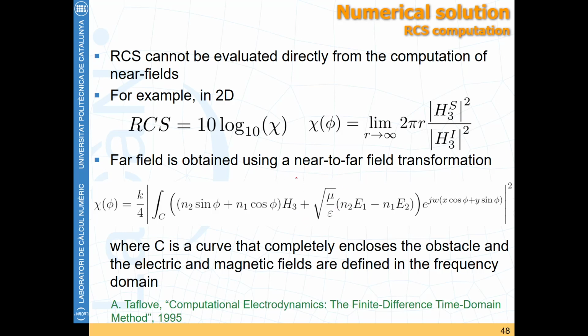As long as this C encloses, so we're going to an approximation of the radar cross section by looking at this integral, even if we have a bounded domain.